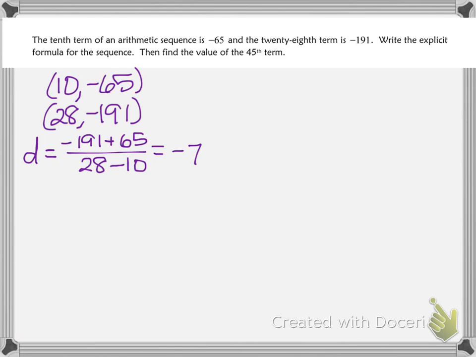And that makes sense that our common difference was negative, because in going from the 10th term to the 28th term, which is negative 191, those terms are going down. It needs to be a negative common difference.